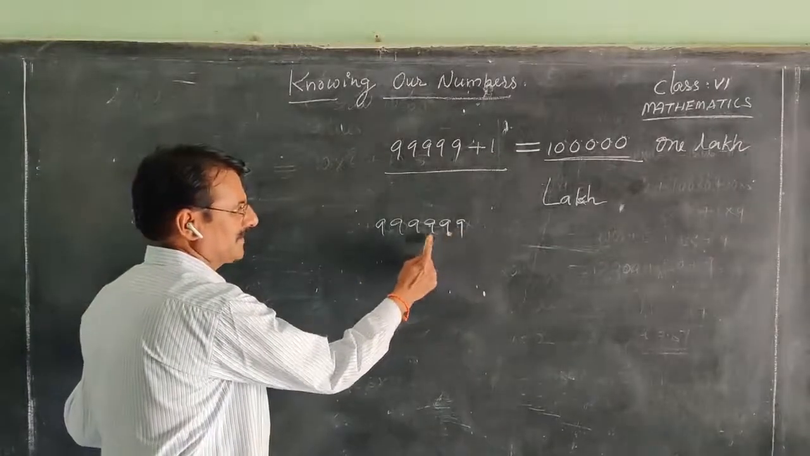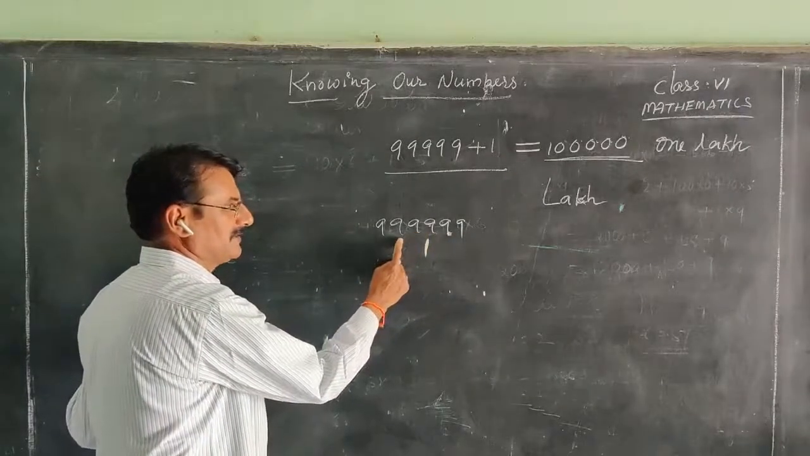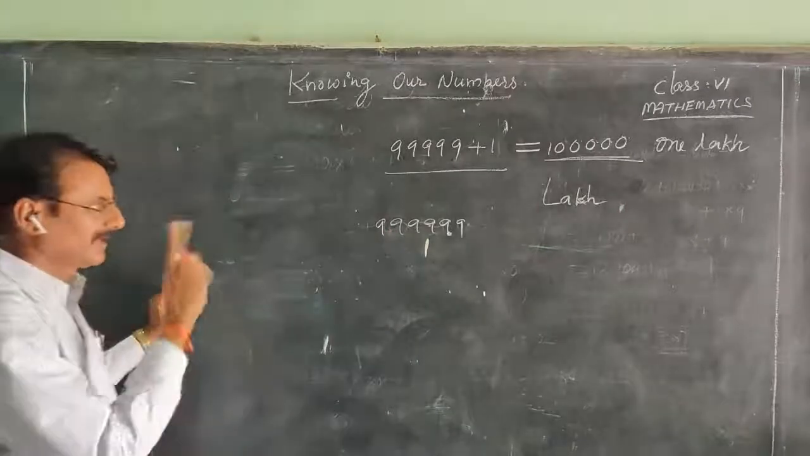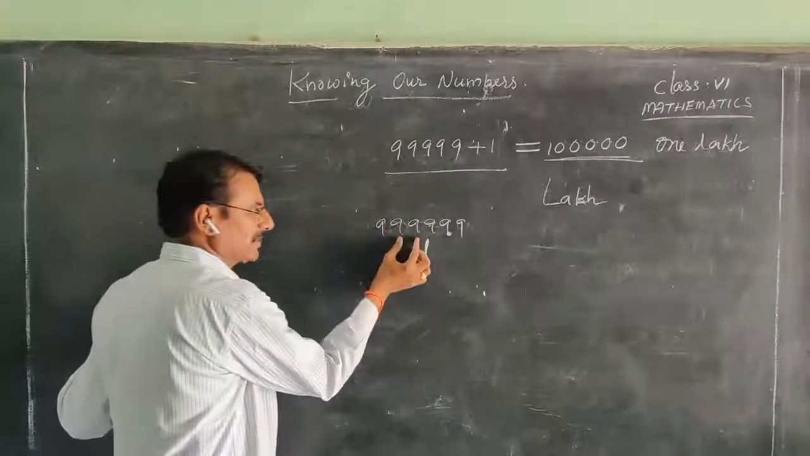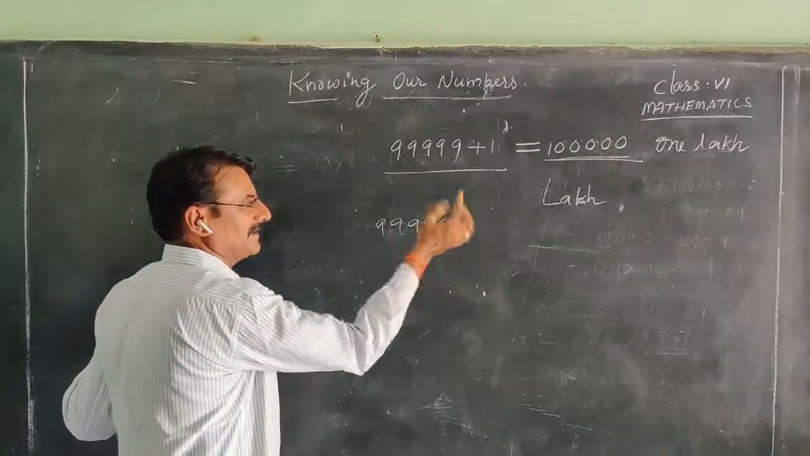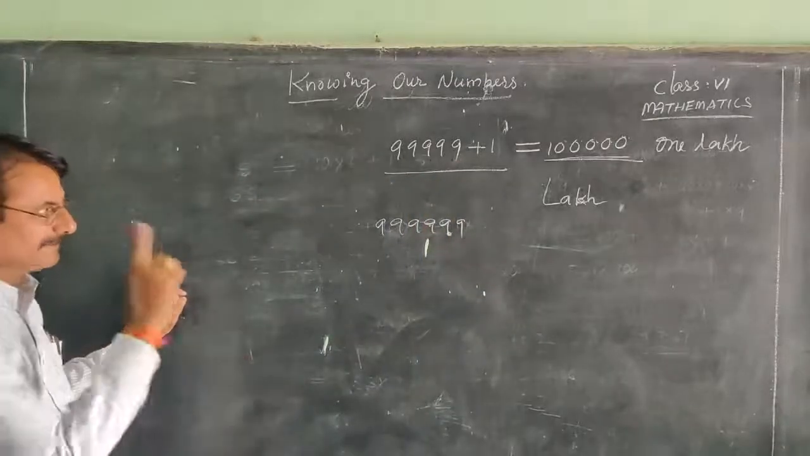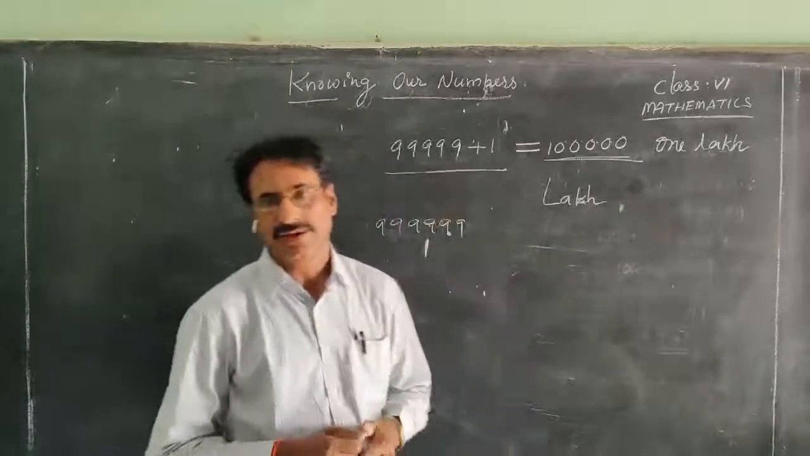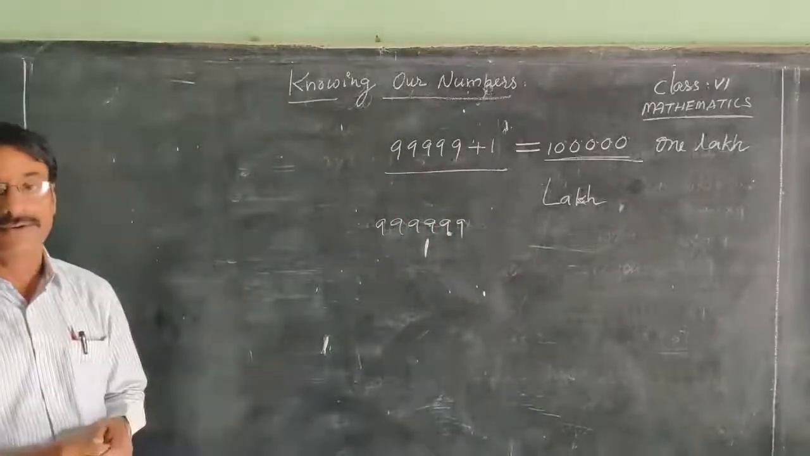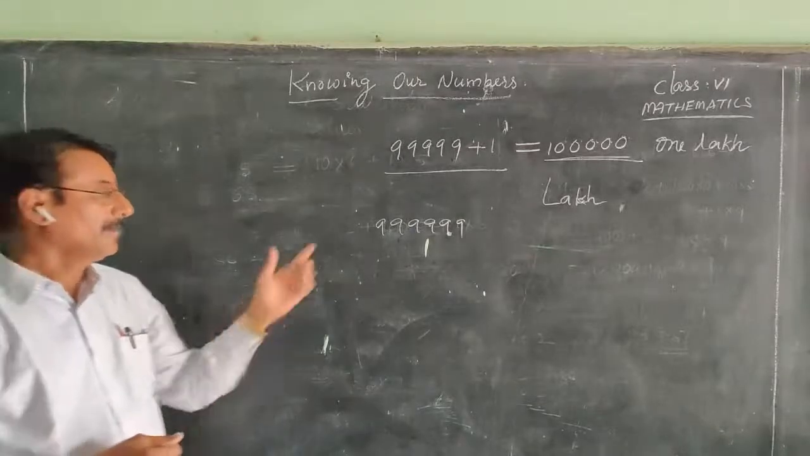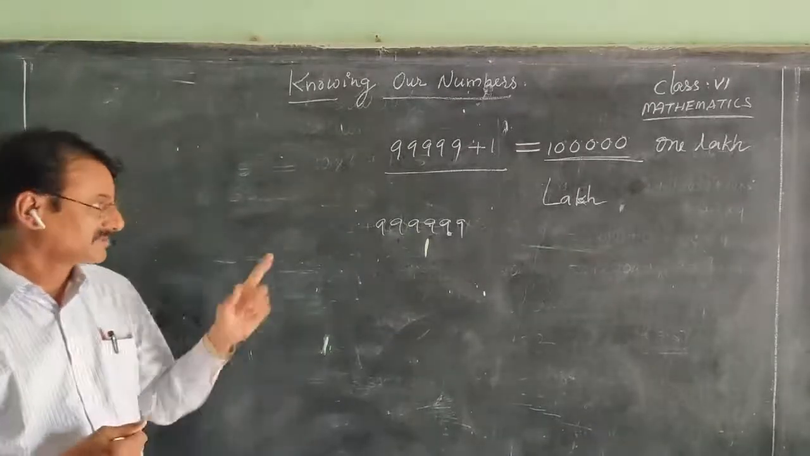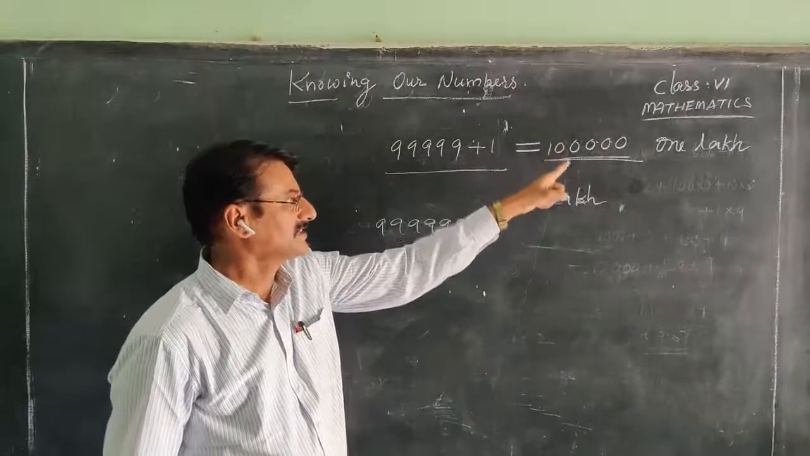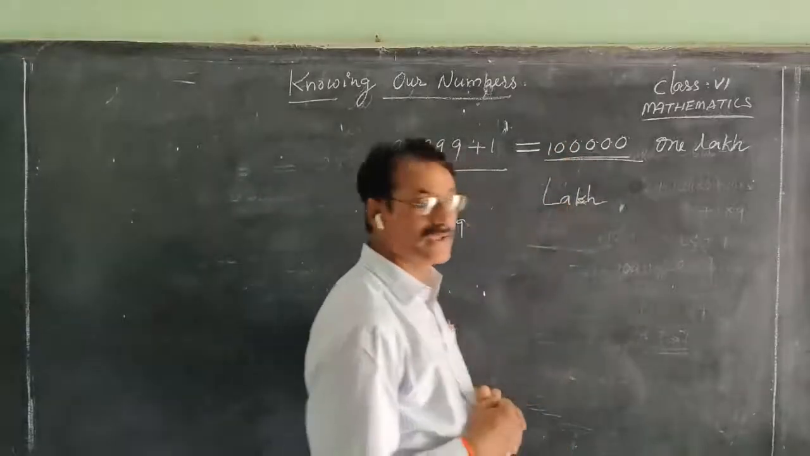1, 10, 100, 1000, 10,000, lakh. In the lakh place, which digit is there? 9. 9 lakh 99,999. Once again, what is this number? 9 lakh 99,999. How many digits are there in this number? 6. Here also 6. It is the smallest 6-digit number named lakh.